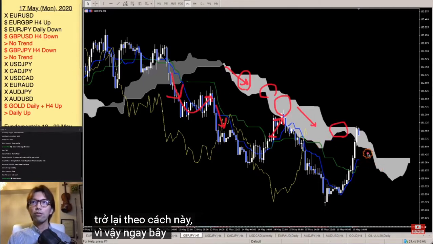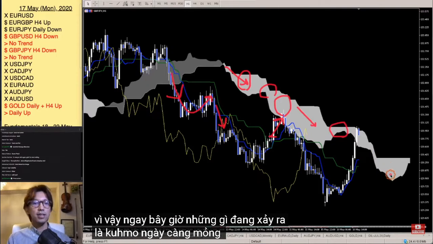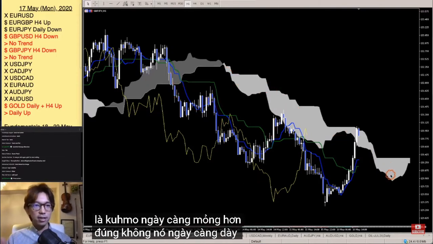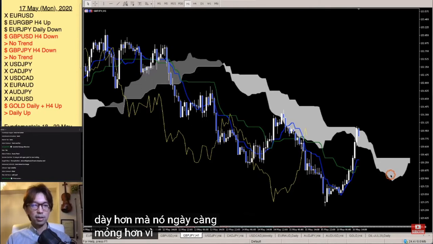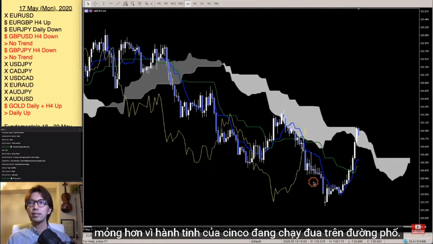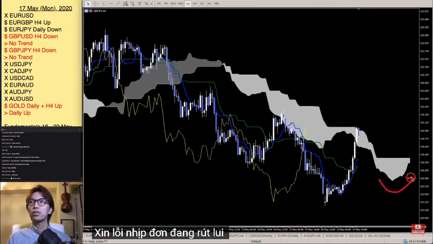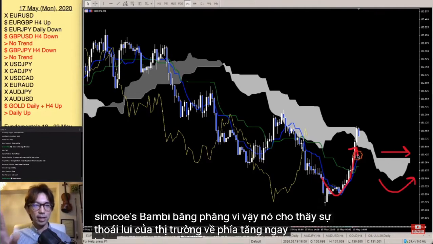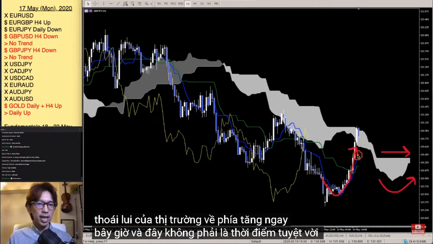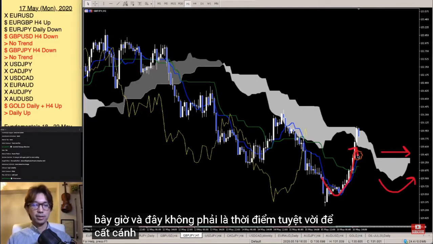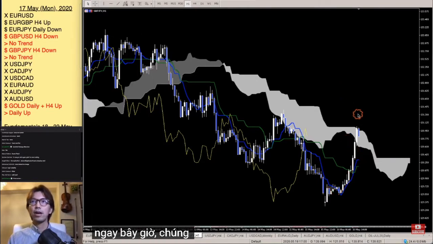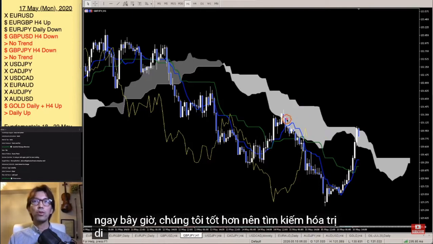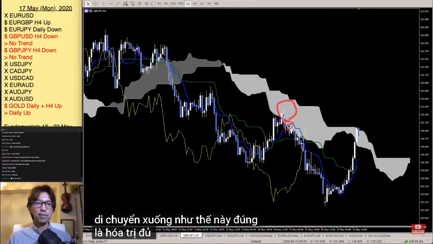All right, so right now what's happening is that the Kumo is getting thinner and thinner, right? It's not getting thicker and thicker. It's getting thinner and thinner because Senko span A is retracing while Senko span B is flat. So it shows the market retracement to the upside right now, and this is not a great timing to take a sell, right? We better look for the Kumo to be moving down this way, while the Kumo is thick enough and going down.